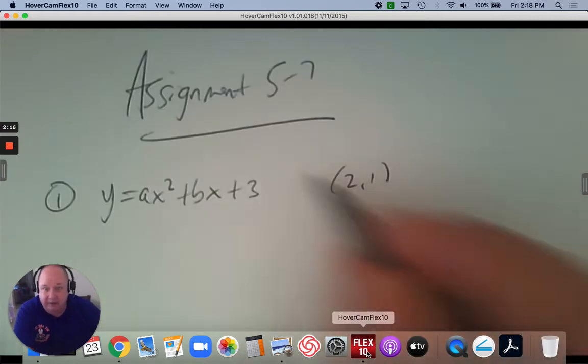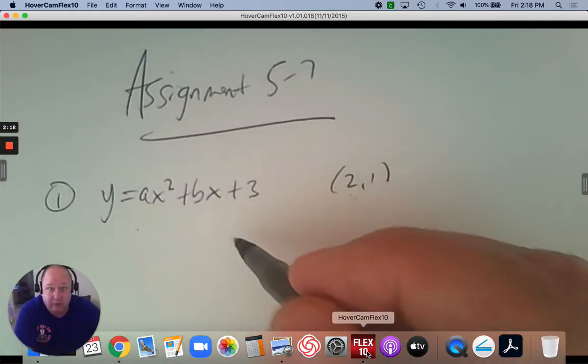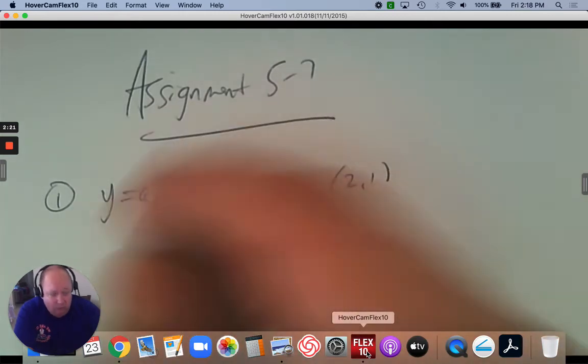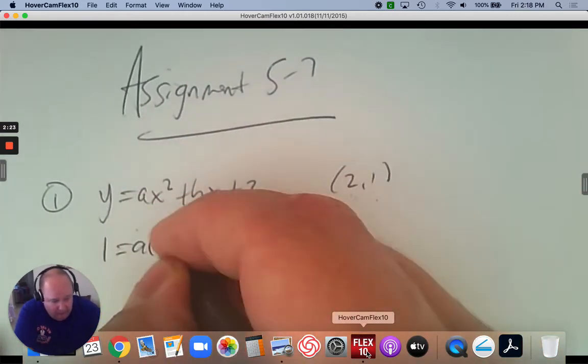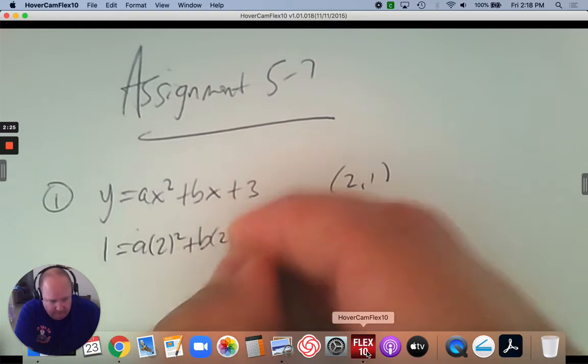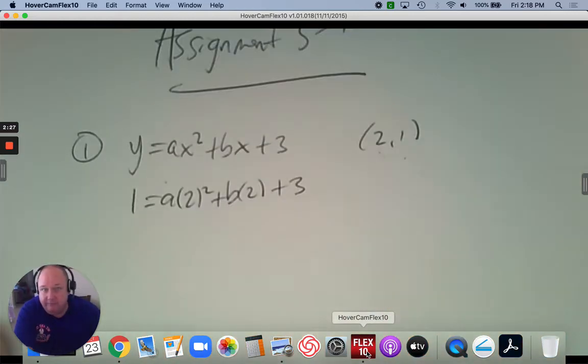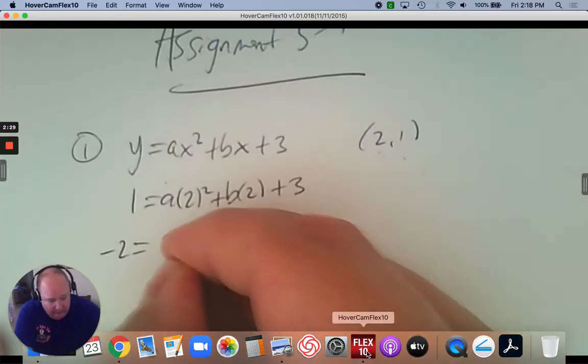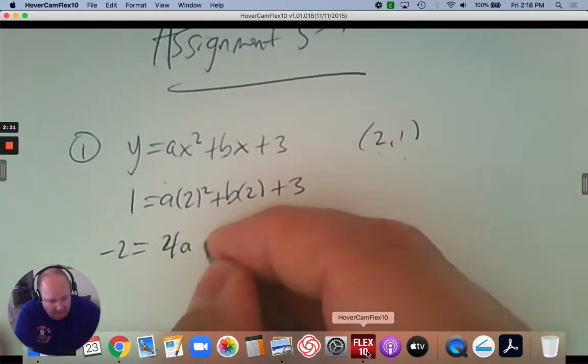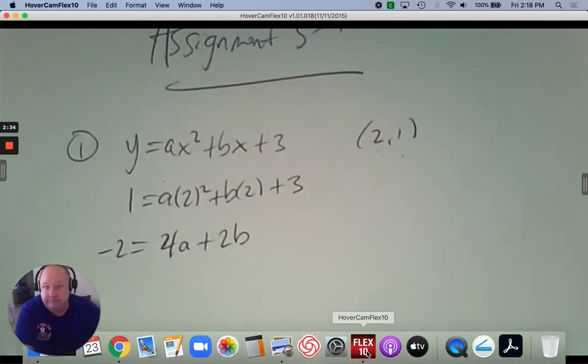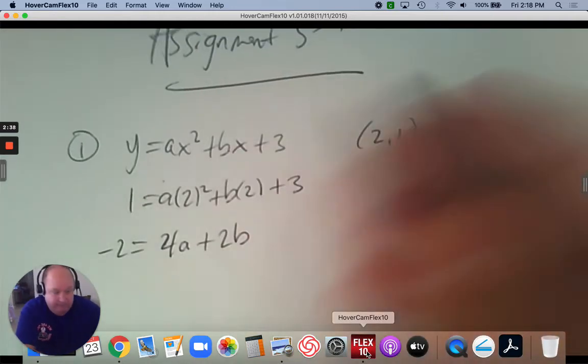So step 1 is I'm actually going to plug in the point before I even do the derivative. So the y value is 1, the x value is 2. And then I'm going to simplify it. So I'm going to subtract 3, and I have 4a plus 2b. There it is.